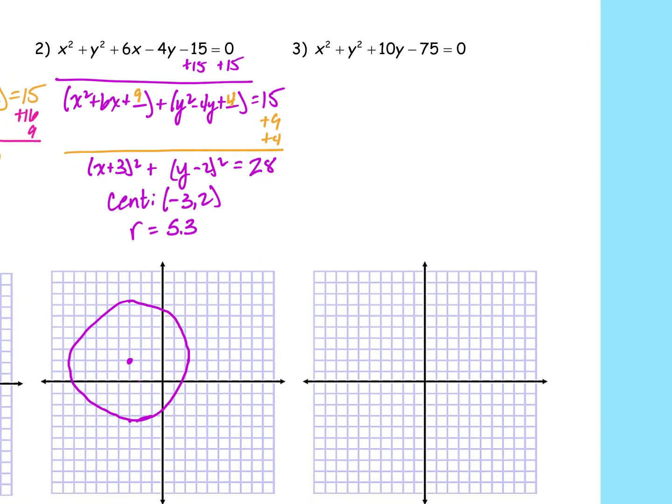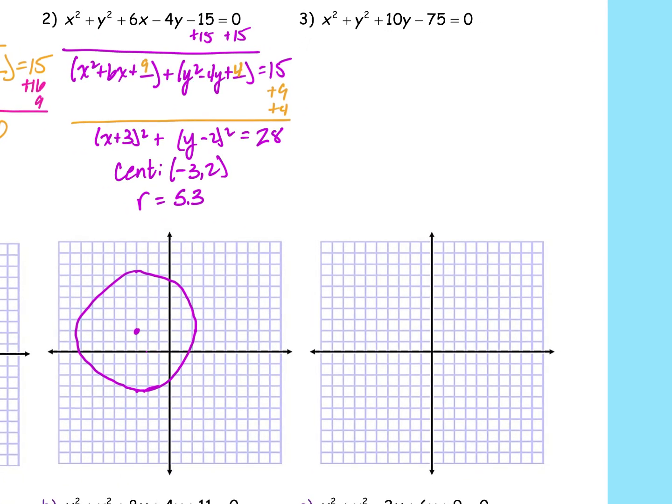Okay, so number three is a little different, just a tad different. I'm still doing exactly the same thing. So I'm going to add 75. Ooh, there's a 75. So I've got x squared, but there's no other x number. So I'm just going to do plus y squared plus 10y plus some number equals 75. What goes on my line? Half of 10 is 5. 5 squared is 25. So I'm adding 25.